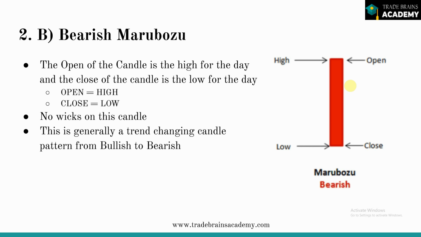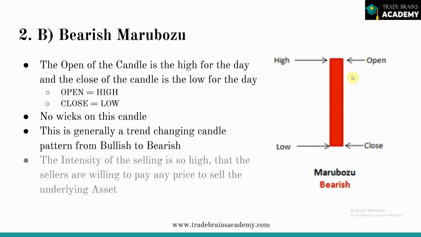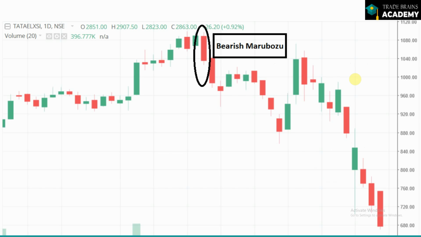If the prior trend is bullish, after the formation of this candle we could see a series of red candles in the market, and a lot of weakness coming in. The intensity of the selling is so high, as I've already mentioned, that the sellers are willing to sell even at the lows of the day, because they're expecting more weakness to come in the days to follow. This is a formation of a bearish Marubozu in the chart. In the chart itself, the prior trend was bullish, and we could see new highs forming every day. Once the Marubozu formed, you could see a series of selling in the market, and we saw almost a 35% gain for sellers.